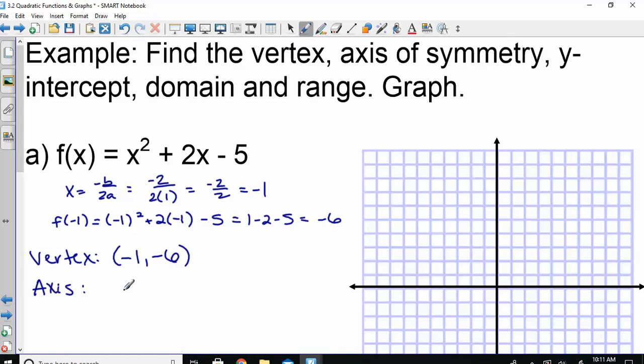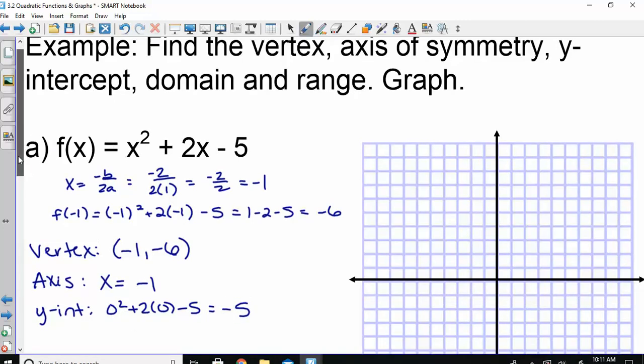The axis of symmetry, I will take off if you don't write it as a line. So it's x equals the x value of the vertex, which is negative 1. How do you find the y-intercept? Times it by 0. You plug in a 0 for all of your x's in the original equation. So we get 0 plus 0 minus 5, which is negative 5.